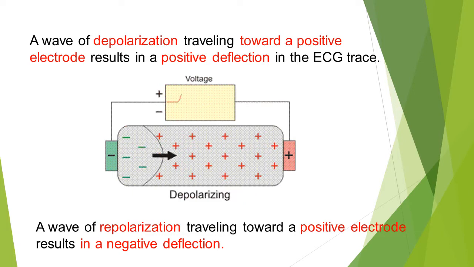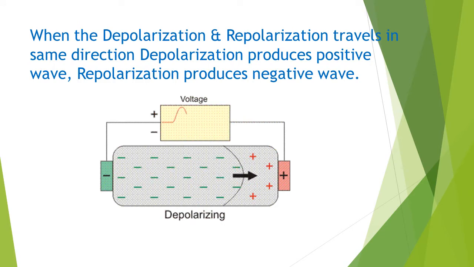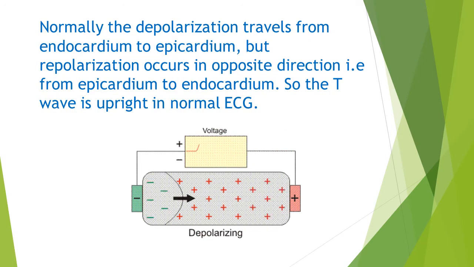So when a wave of depolarization travels toward a positive electrode, it results in a positive deflection in the ECG trace. When a wave of repolarization travels toward a positive electrode, it results in a negative deflection. When the depolarization and repolarization travel in the same direction, in a normal heart, the depolarization travels from endocardium to epicardium, but repolarization occurs in the opposite direction, that is from epicardium to endocardium. So the T wave is upright in a normal ECG.